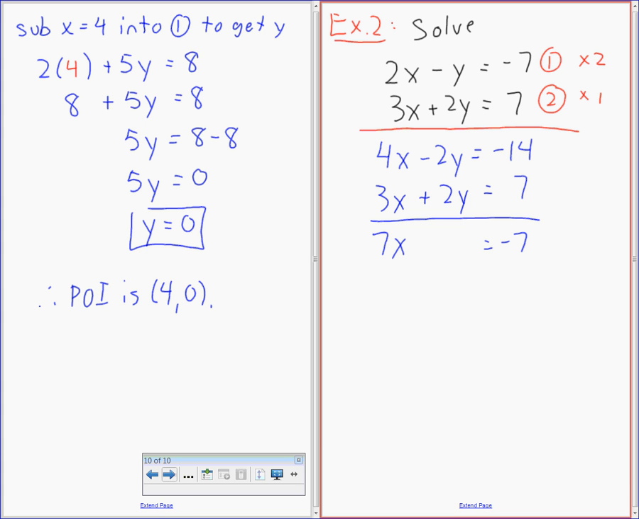So what I did there, to make sure everyone knows why I got that, was add north-south: 4x plus 3x is 7x, negative 2y plus 2y is nothing, and then negative 14 plus 7 is negative 7.